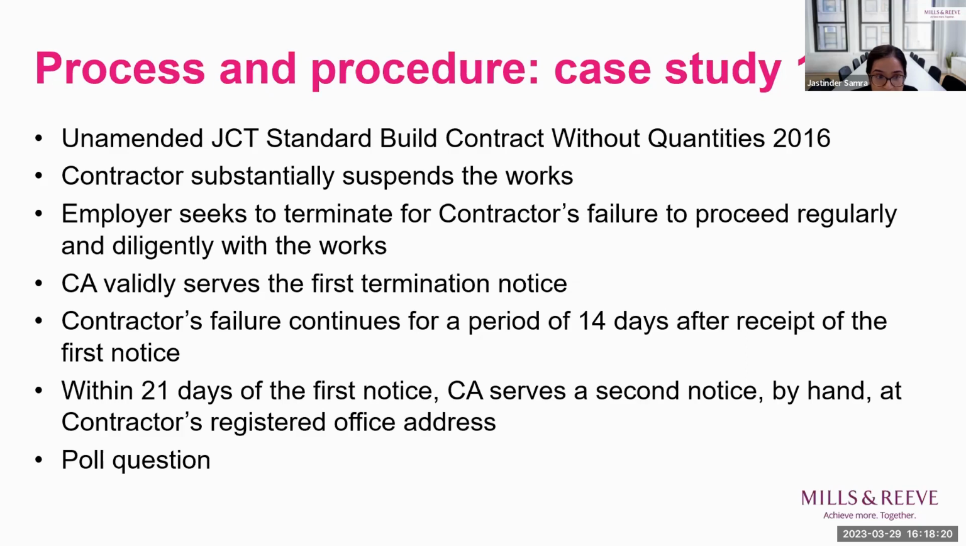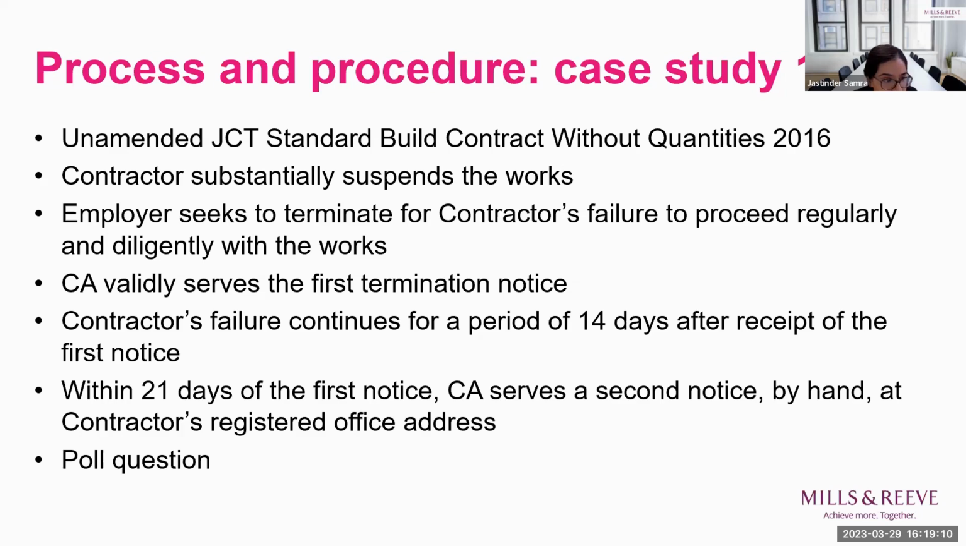In light of this, and to put this into effect, the contract administrator validly serves the first termination notice, but the contractor's failure continues for a period of 14 days after receipt of the first termination notice. It continues to suspend the works. Within the 21 days of the first termination notice, the contract administrator then serves a second termination notice by hand at the contractor's registered office address. Now, my question to you all is whether the second termination notice is valid or not.